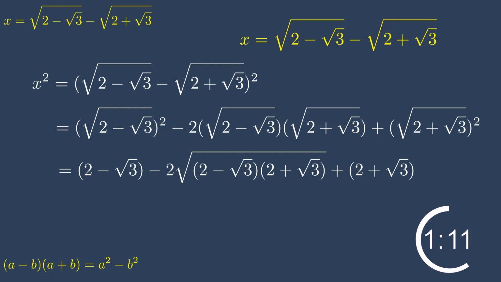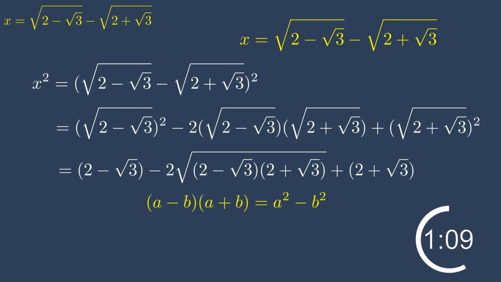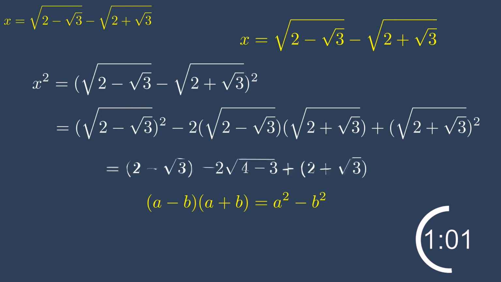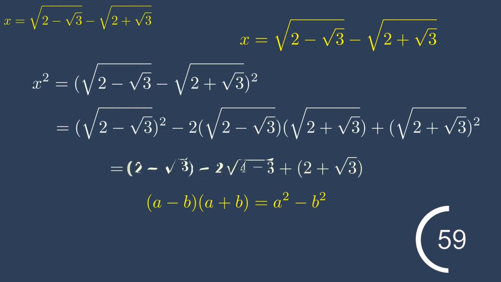This allows us to use our second algebraic identity. We take a as 2 and b as root 3 in order to rewrite the expression in the roots like so. Finally, we get the value in the square root is 4 minus 3, which is just 1.